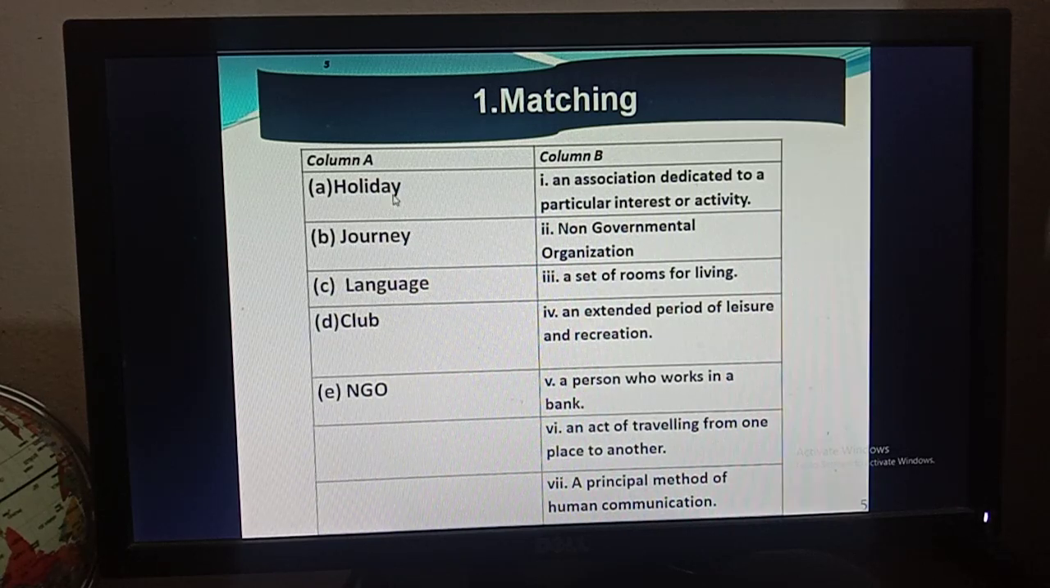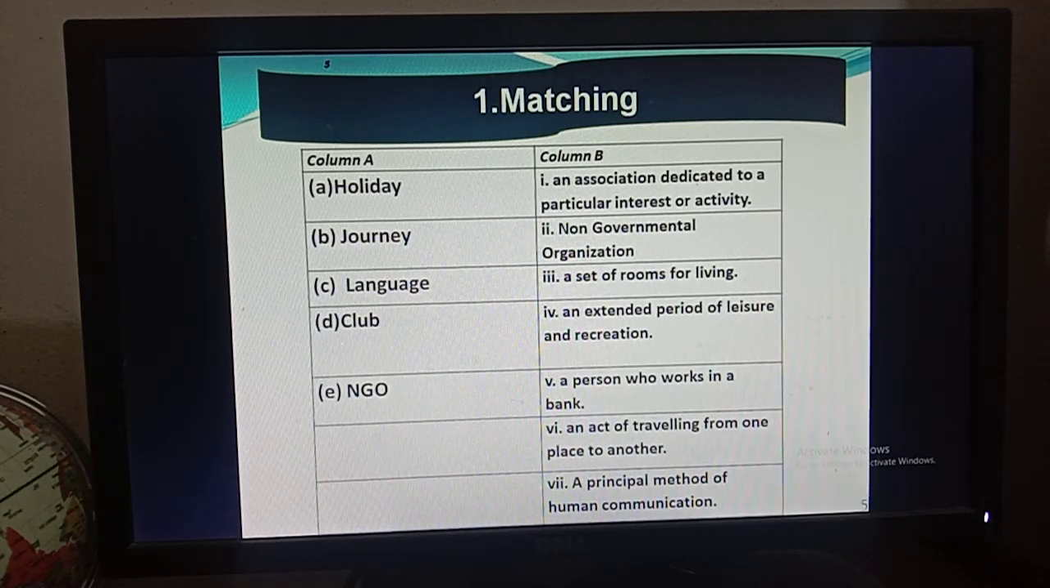In column A I have written holiday, then journey, language, club and NGO. So you have to find out the meanings in column B. First of all, we have holiday, so you will read from the beginning. In Roman number 1, there is written an association dedicated to a particular interest or activity. Number 2, non-governmental organization. Number 3, a set of rooms for living. Number 4, an extended period of leisure and recreation. So I think I have got the answer. Holiday means an extended period of leisure and recreation.